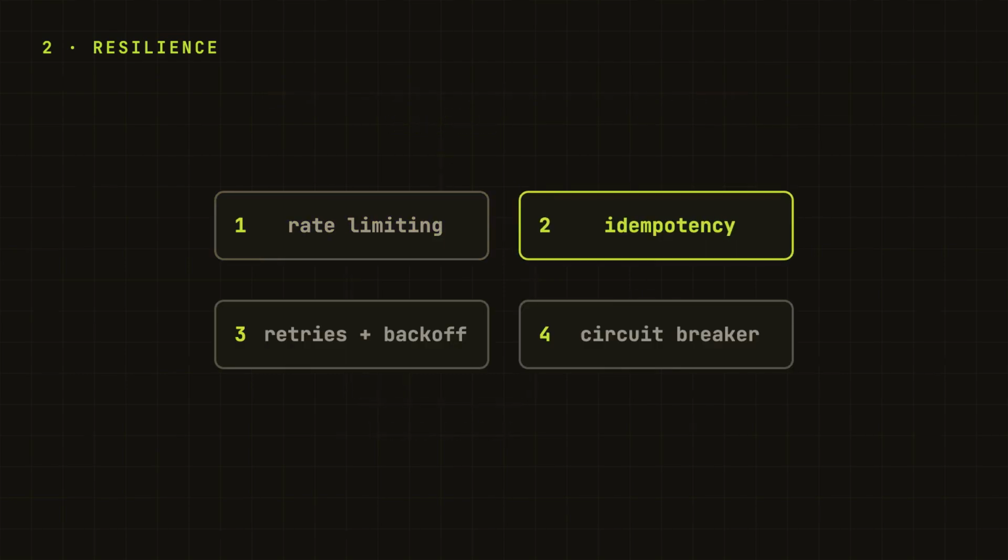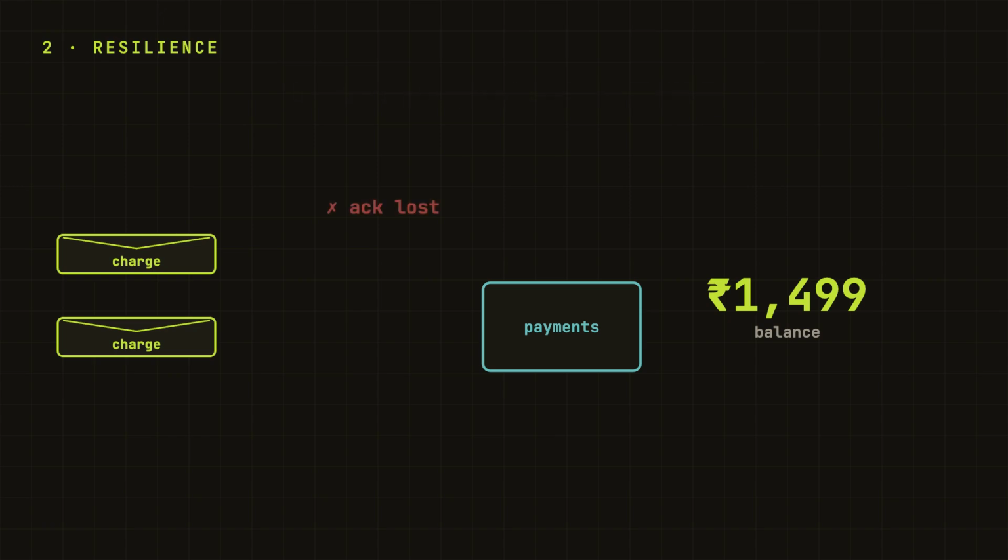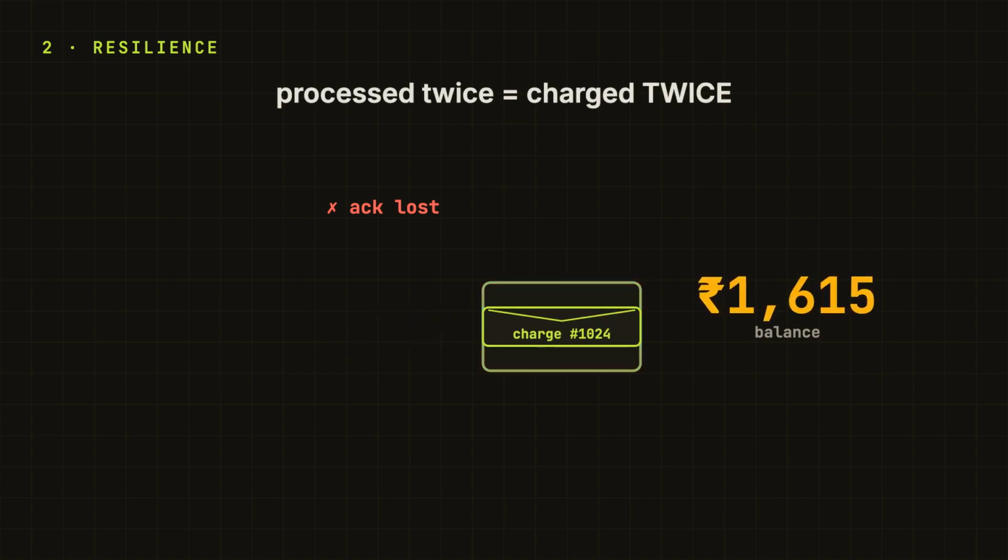The second is idempotency, and this comes straight from our queue discussion. Remember, a message or a request can arrive twice. The network is unreliable, so clients retry. Now, imagine that request was "charge the card." If you process it twice, the customer is charged twice. A disaster.